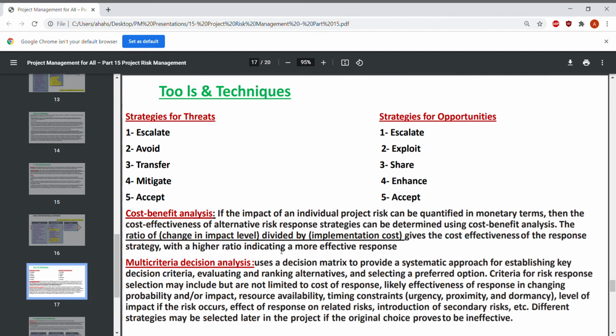So if the ratio is high, it means it is cost effective. If the ratio is very low, it's not very cost effective. The multi-criteria decision making. This uses a decision matrix to provide a systematic approach for establishing key decision criteria, evaluating and ranking alternatives.